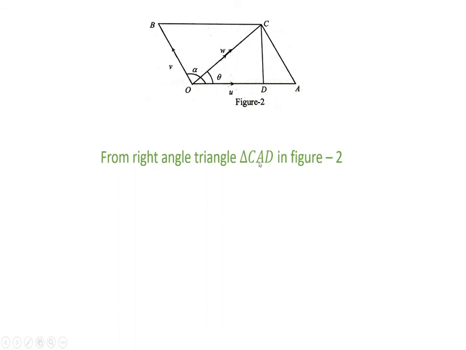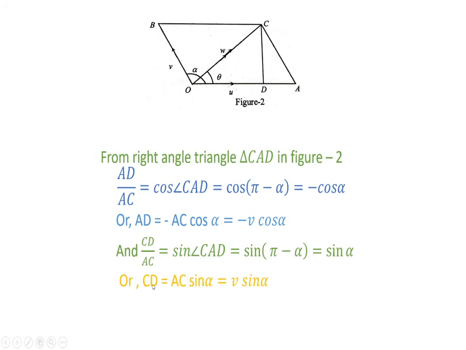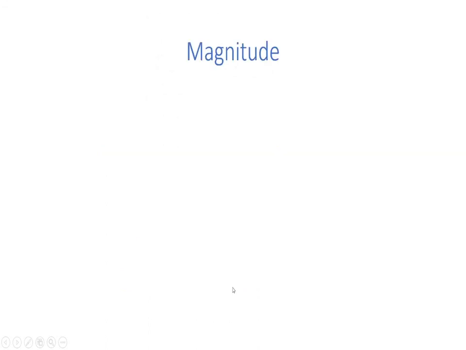From the right angle triangle CAD in figure 2, AD by AC equals cos angle CAD. Angle CAD equals pi minus alpha, so cos of pi minus alpha equals minus cos alpha. Or AD equals minus AC cos alpha equals minus V cos alpha. And CD by AC equals sine CAD equals sine of pi minus alpha equals sine alpha. Finally, we get CD equals AC sine alpha equals V sine alpha.